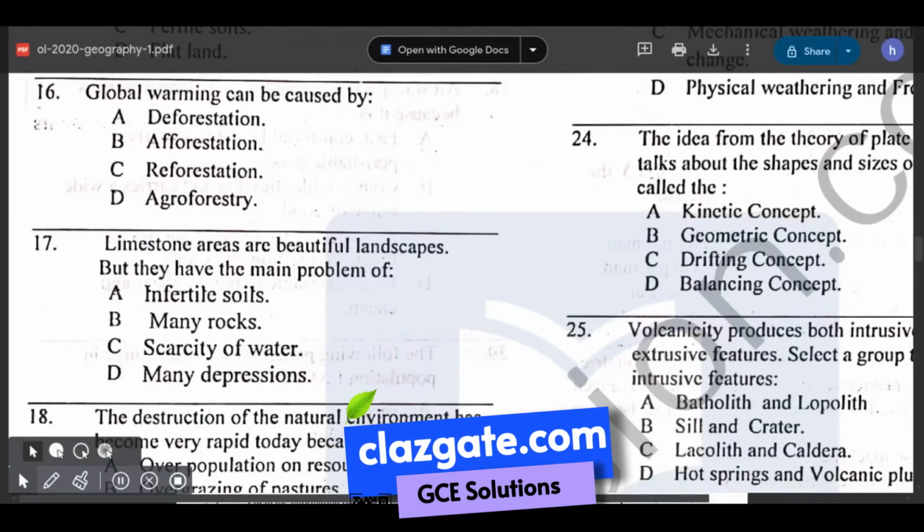Deforestation removes trees that absorb carbon dioxide, a greenhouse gas, from the atmosphere. Trees store this carbon dioxide in their biomass, and they also release oxygen through photosynthesis. So when trees are cut down, the stored carbon dioxide is released back into the atmosphere, which will cause places to heat up. So the answer to question number 16 is A, deforestation.